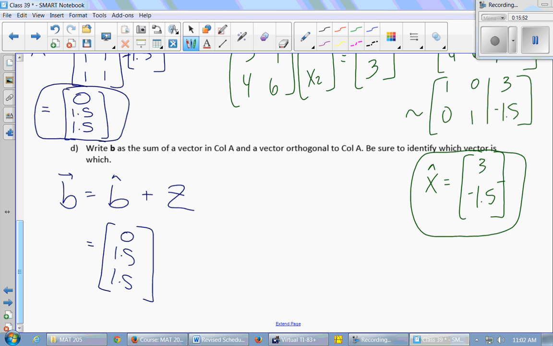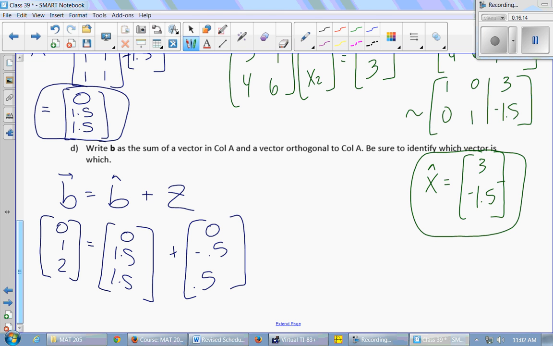So, and then B is the vector 0, 1, 2, right? And we've got B hat, which is AX hat. So that means, what does Z have to be? 0 plus what gives you 0? 0. 1.5 plus what gives you 1? Negative 0.5. And 1.5 plus what gives you 2? 0.5. Okay, so I've written B as B hat plus Z.